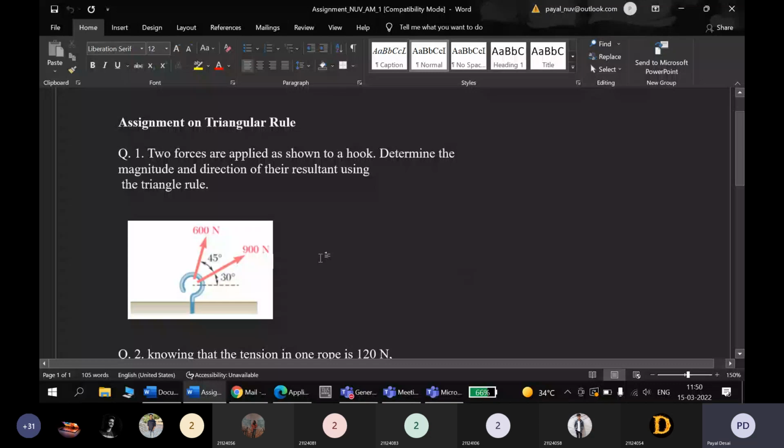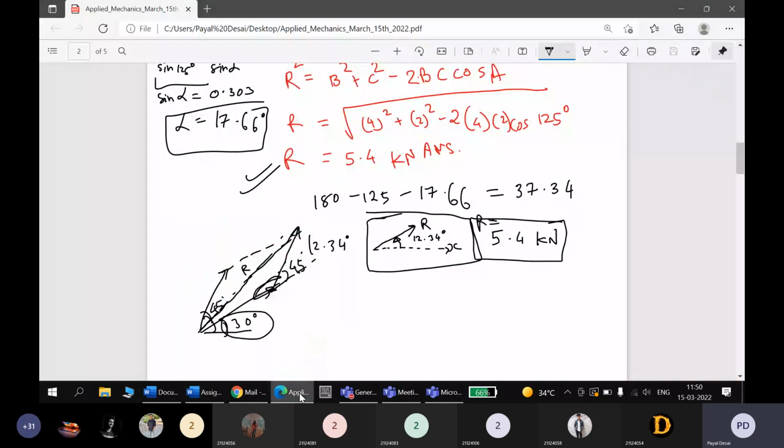So just refer to our last class lecture example. I think it is very similar to this. What I was trying to explain to you is this.